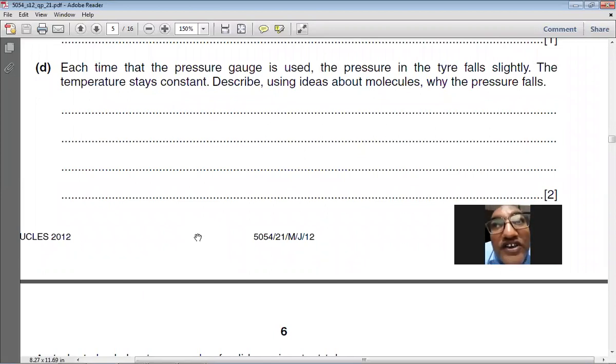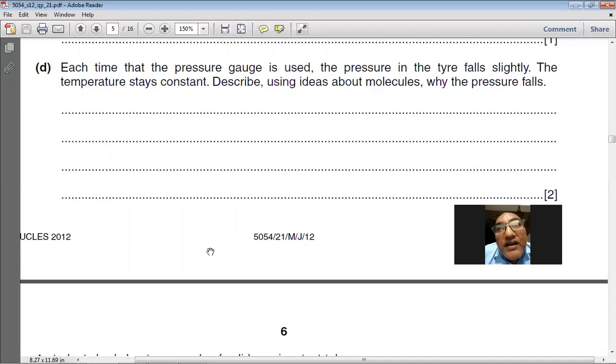D part of this question: each time that the pressure gauge is used, the pressure in the tire falls slightly. The temperature stays constant. Describe using ideas about molecules why the pressure falls. You see, whenever this gauge is used to measure the pressure of air inside a tire, when you attach it, some of the air from the tire comes into this gauge. Some of the molecules of the air come out of the tire into this gauge.